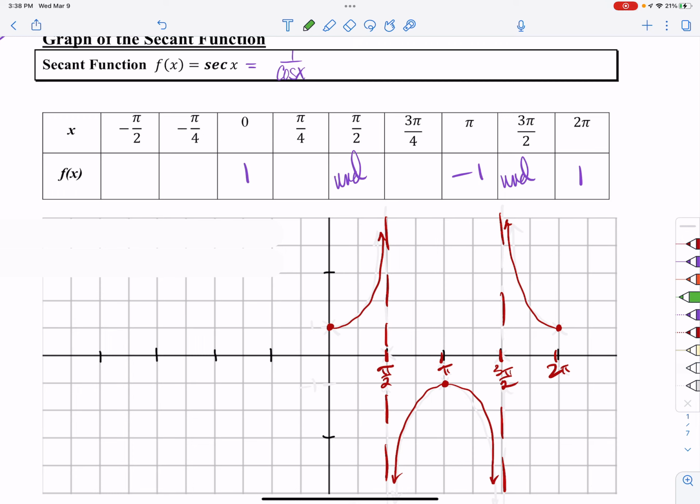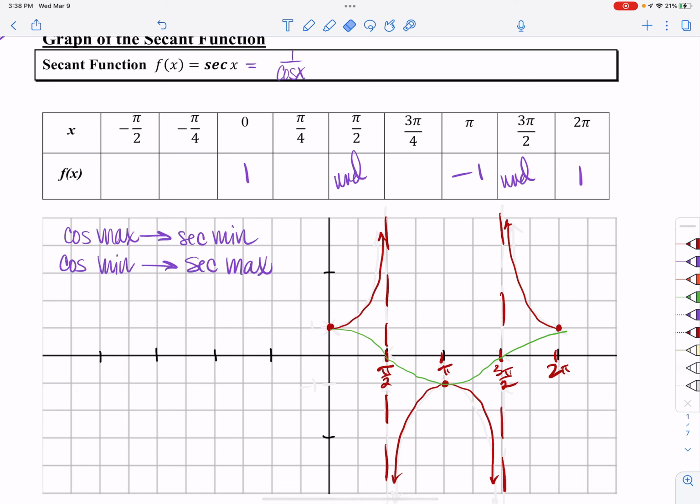And once again, in green here, I could draw my cosine graph. And you'll notice once again that the cosine max becomes the secant min. Here's the max, it becomes the secant min. And then here's the cosine min, it becomes that secant max. And you'll also notice, I didn't write this down, but I'll write it down in just a moment, that my secant asymptotes are where my cosine x-intercepts were.